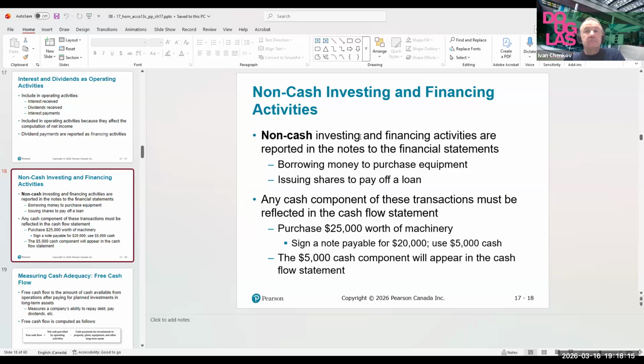So for example, we purchase machinery for which we pay a down payment of $5,000 cash, and for the rest of the amount, we issue a note payable. So as part of our cash flow statement investigation, we're going to include in our cash flow statement only the cash that went out for that machinery, which in this case is $5,000. The other $20,000 for which we issue notes payable, that's not part of the cash flow statement.